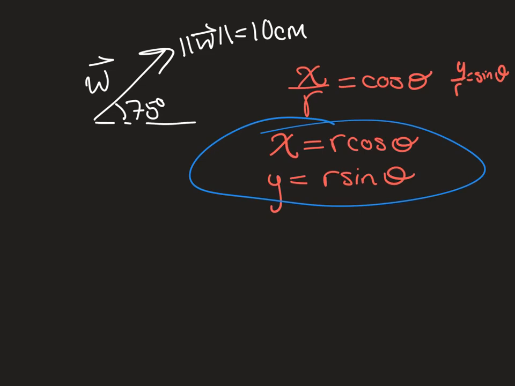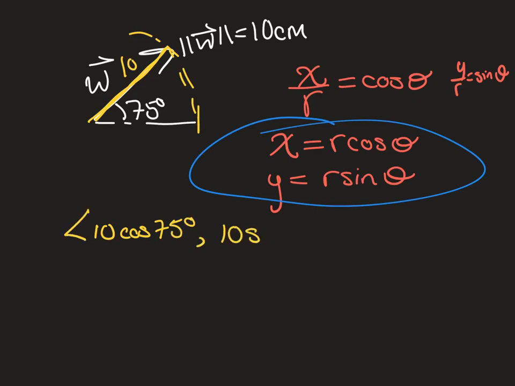So on vector W, if I want to find the x piece, I'm going to do r, which is my magnitude, it's my radius, it's this piece that would have been on the circle. I'm going to draw really quick. So if I had the circle, this length, this magnitude right here that was 10, it's my radius. So I'm going to do 10 cosine 75 degrees. I'm going to put it in component form. I'm going to do 10 sine 75 degrees.